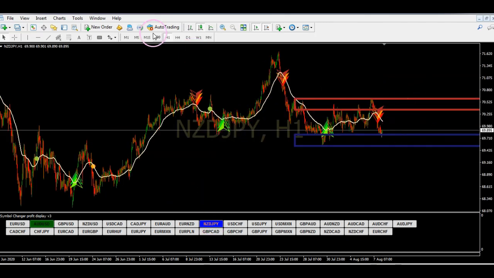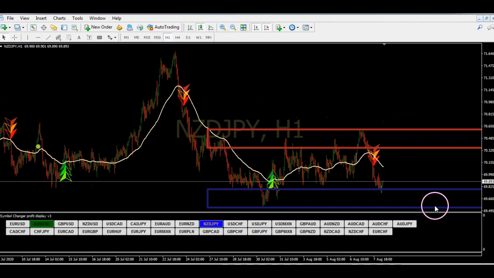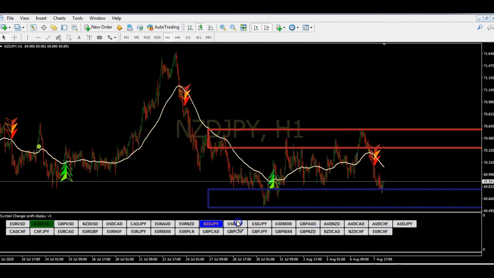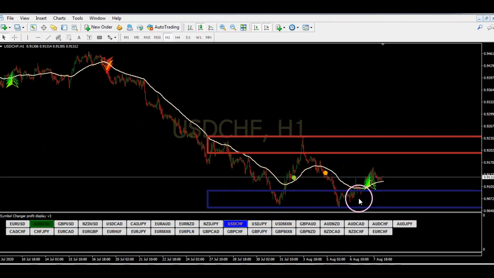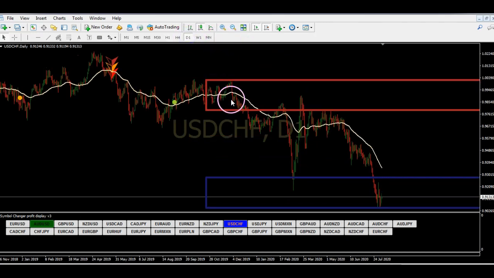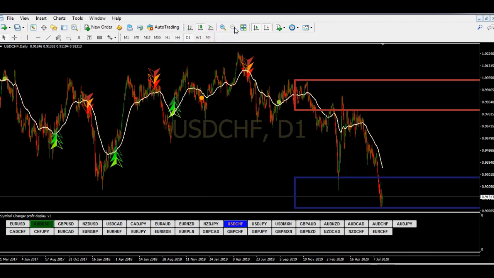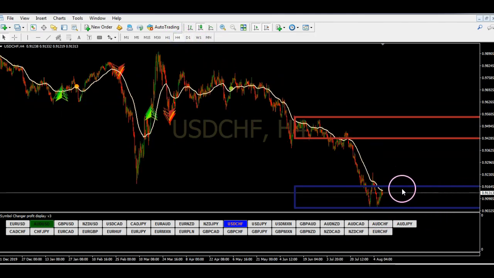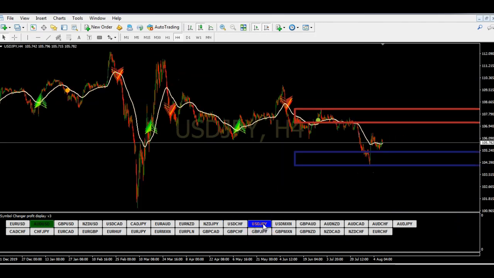NZDJPY. Too much sideways movement. Dollar CHF. Too much sideways movement. What is the trend on this? The major trend anyway, shield down. It is very, very extended already, but on the 4 hour, I would like to have at least triple arrows on the 4 hours to start looking for buys. So not ready yet.